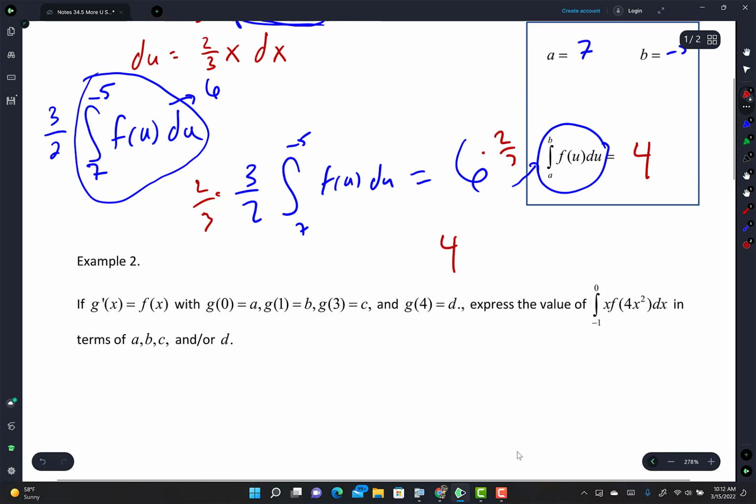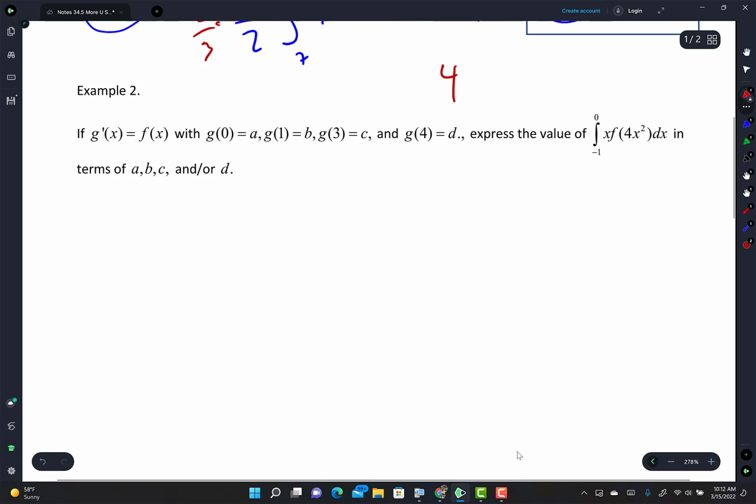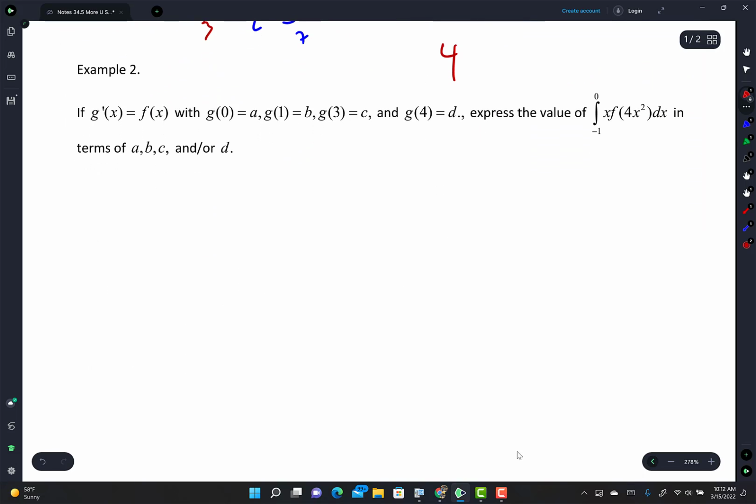That's what you're going to see in tomorrow's delta. We got another one here. It's very similar. So let's see. If g prime equals f, where g of 0 equals a, g of 1 equals b, g of 3 equals c, g of 4 equals d, express the value of this expression in terms of a, b, c, and or d. Okay, so what do you think you're going to make u?